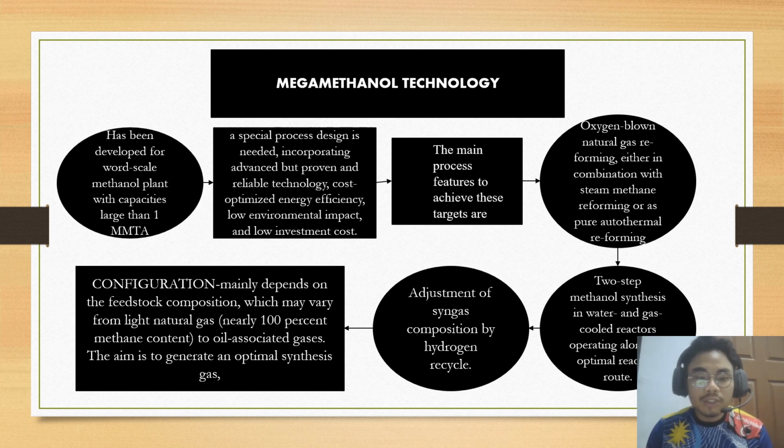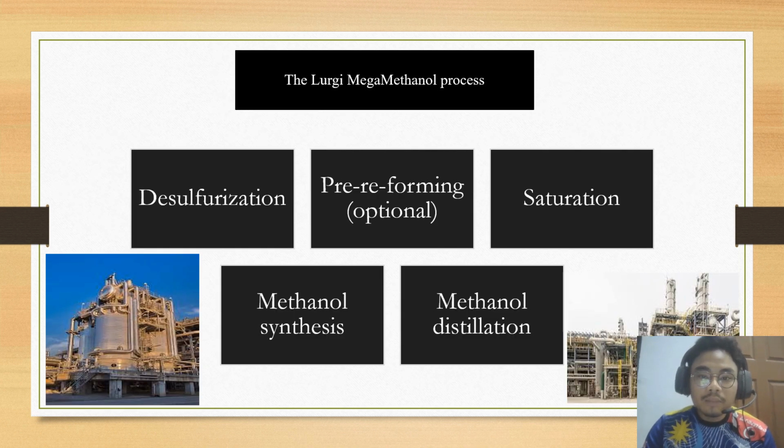The configuration mainly depends on the feedstock composition, which may vary from light natural gas with nearly 100% methane content to oil associated gases. The aim is to generate an optimal synthesis gas. The Lurgi MegaMethanol process has five steps: first, desulfurization, pre-reforming, saturation, methanol synthesis, and methanol distillation.